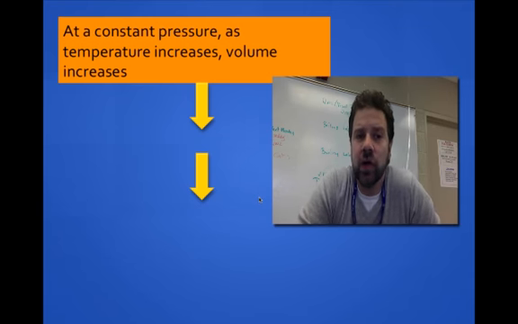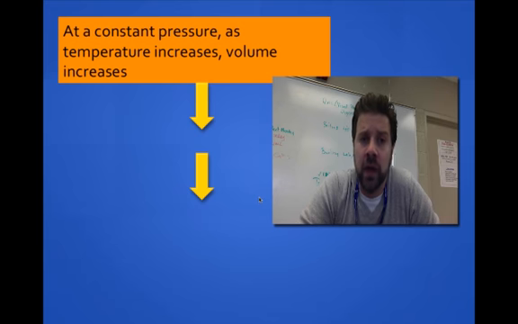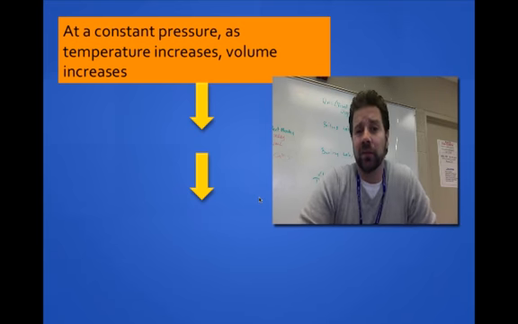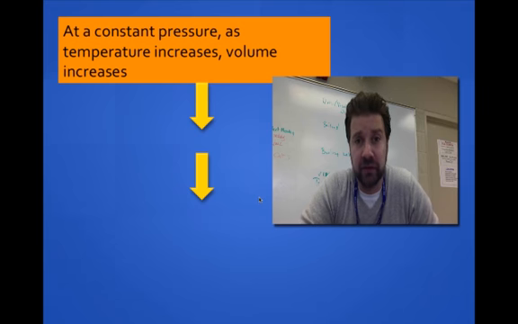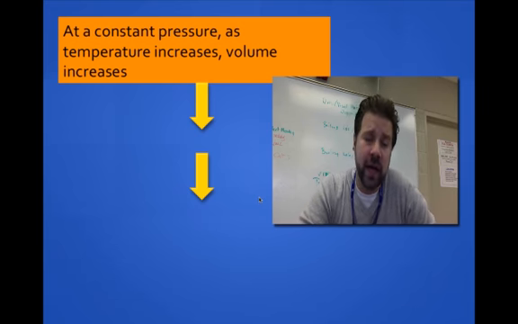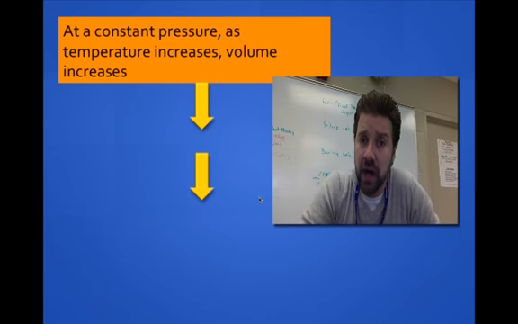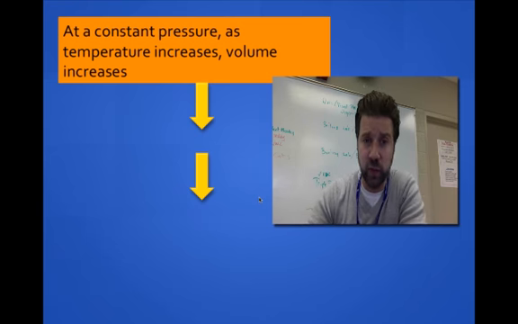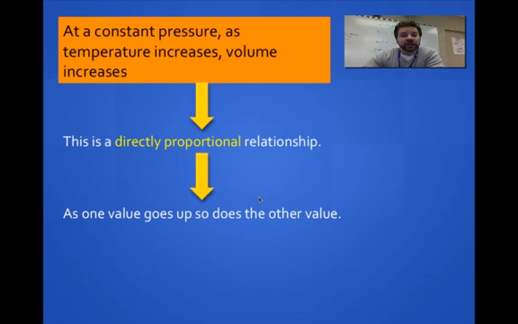So Charles' law says that at a constant pressure, as temp increases, volume increases. So the pressure that the balloon was at in the freezer was really not much different than it was here in the classroom. So as the temperature increased, as that balloon warmed up, you saw the volume increase as well. Now, when you have two variables such as volume and temperature increase at the same time, we call that a directly proportional relationship. So as one value goes up, so does the other.